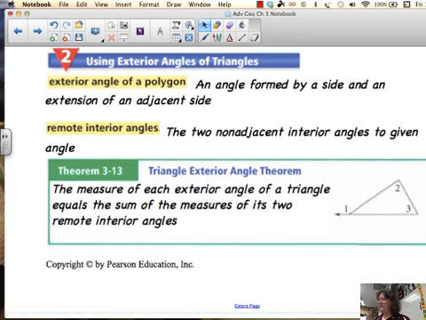Now, we're going to have another theorem, but in order to do that, we have to have a definition. So the exterior angle of a polygon is an angle formed by a side and an extension of an adjacent side. So if I draw a triangle, an angle formed by a side, so maybe I'll pick the bottom side, and an extension of the adjacent side. So if I take one of these other sides and I extend it, then this angle right here would be an exterior angle.